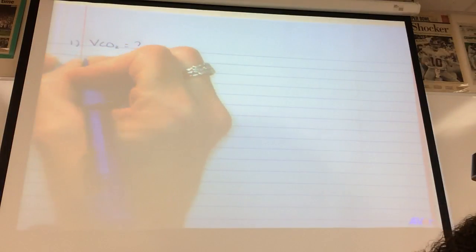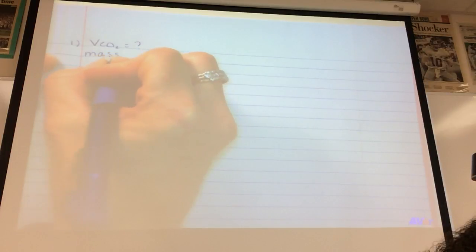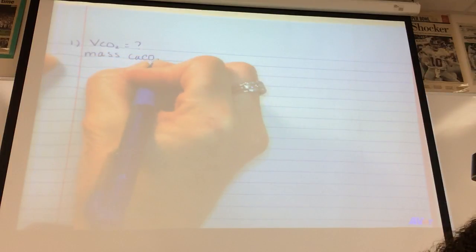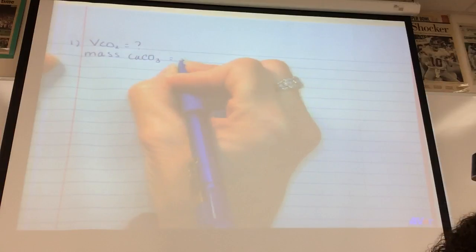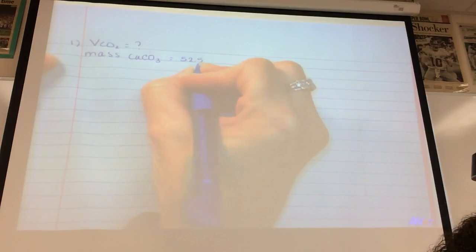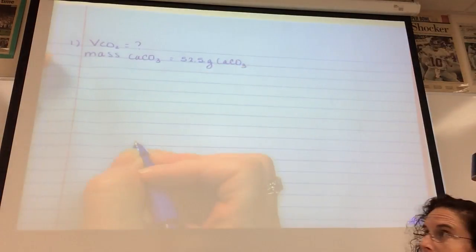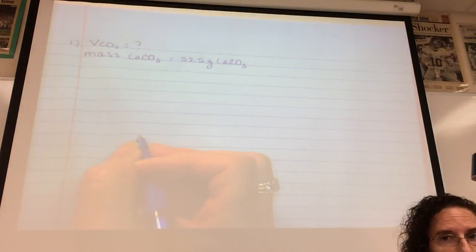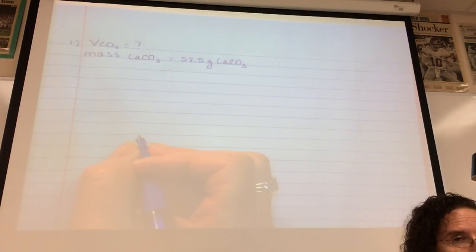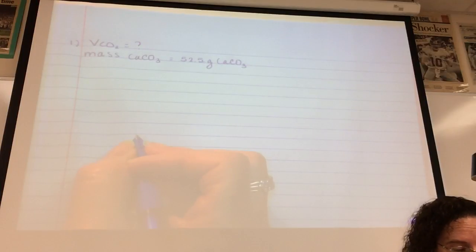Okay, so what I've got here, I want to know the volume of CO2. The mass of calcium carbonate is 52.5 grams, and calcium carbonate's a solid. So I'm not going to put information about a solid into a gas law. Gas laws are for gases only.